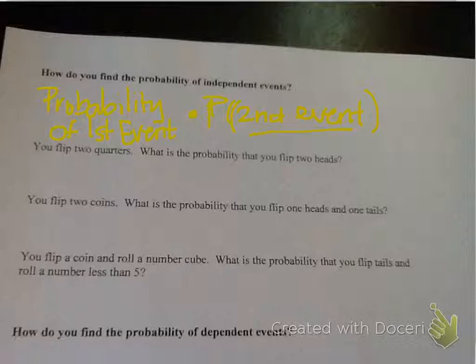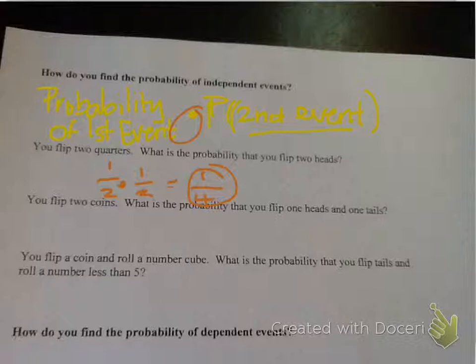You flip 2 quarters. What is the probability that you flip 2 heads? Well, first quarter, the probability of flipping heads would be 1 out of 2. And the second quarter, the probability of flipping heads would be 1 out of 2. And I said up here that we just multiply them. And multiplying fractions, I multiply straight across and I get 1/4. So the probability of flipping heads and then heads on a quarter is 1 in 4 chances.